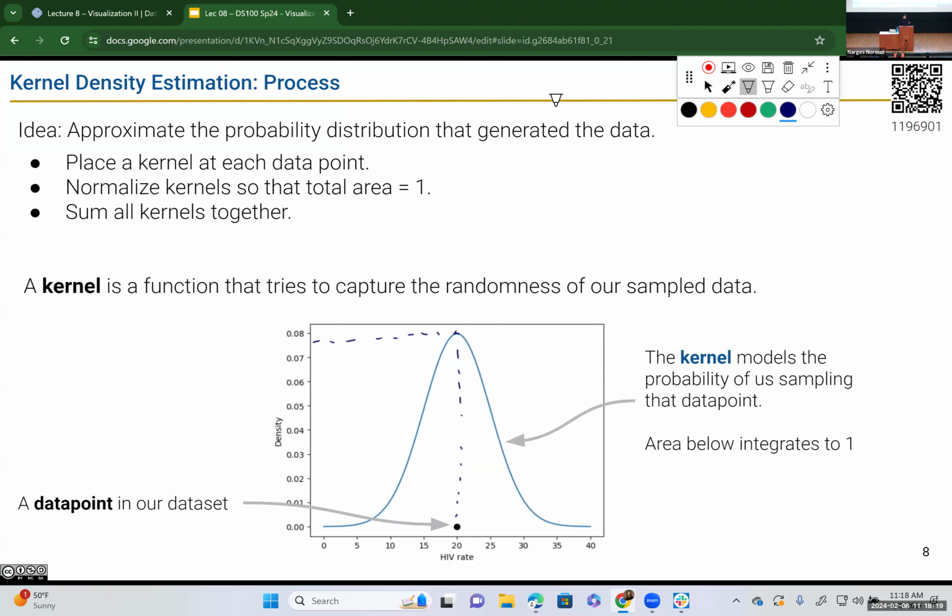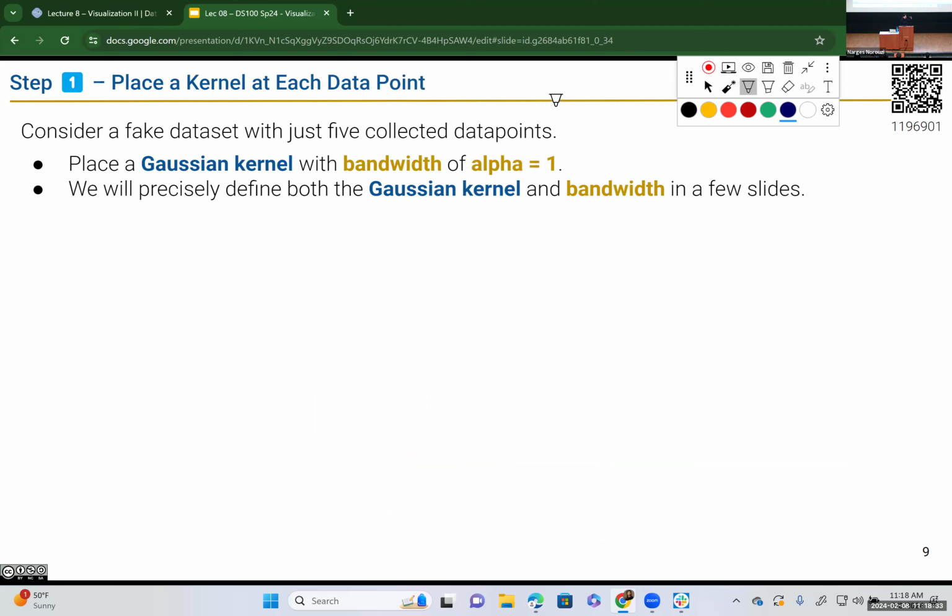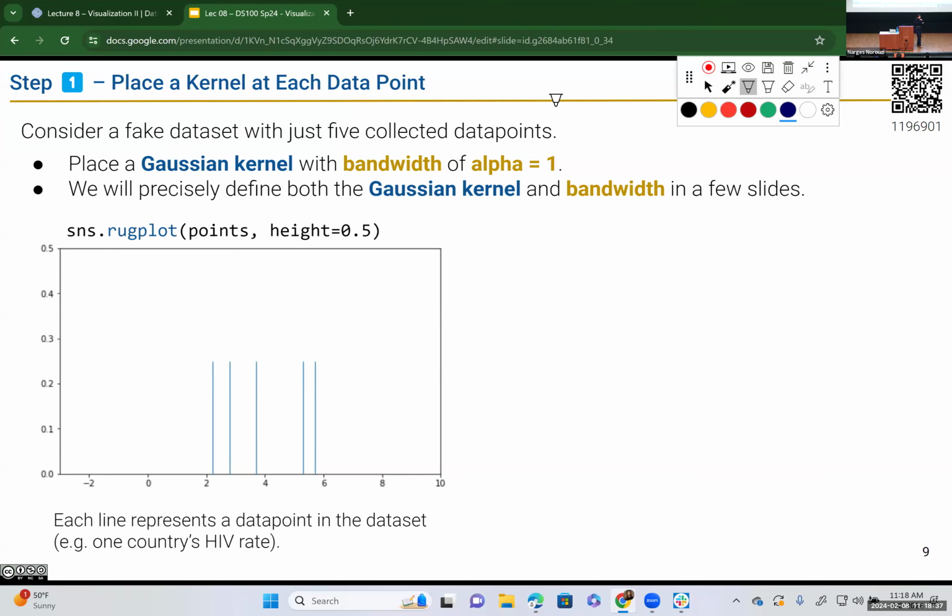So what I'll do is I'll put this kernel on top of every given data point, because all of the data points, we're going to assume that there is some randomness assigned to all of them. And I'm going to show you how we do that with a three-step process. The first step is, again, putting a kernel on top of every given data point. So I'm going to show you an example with only 5 data points for simplicity for now. We're not going to look at the entire data set.